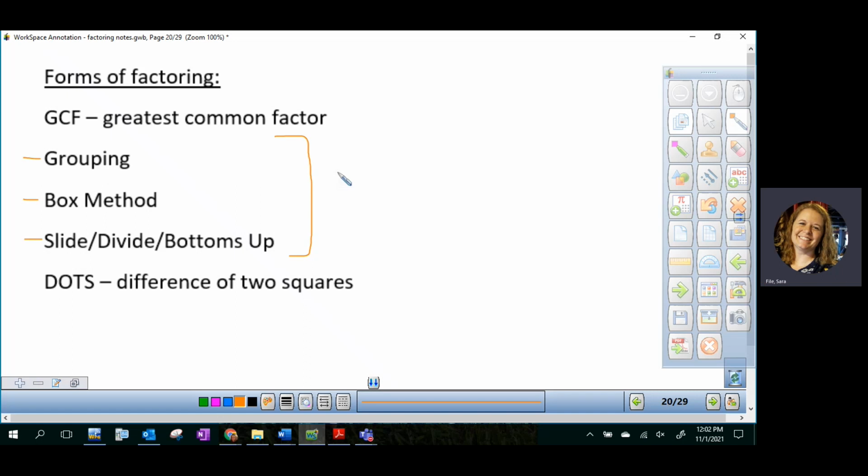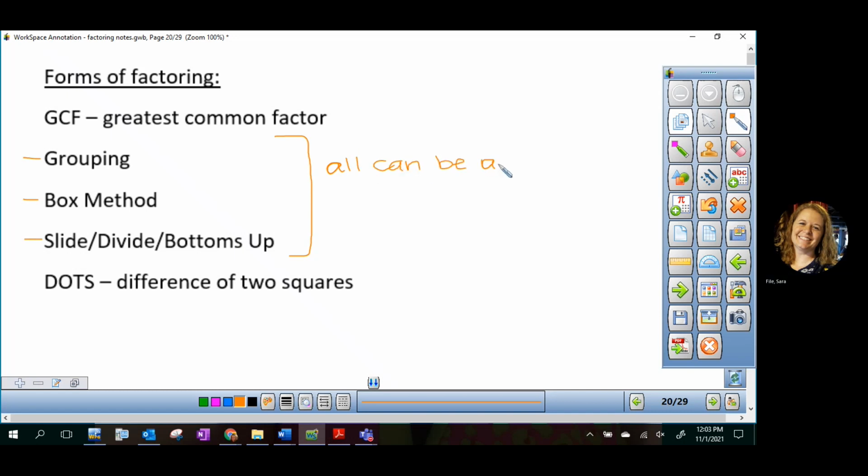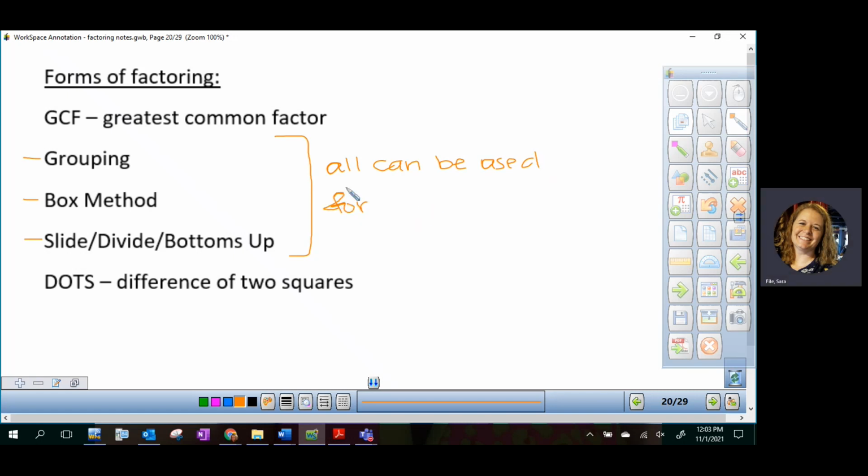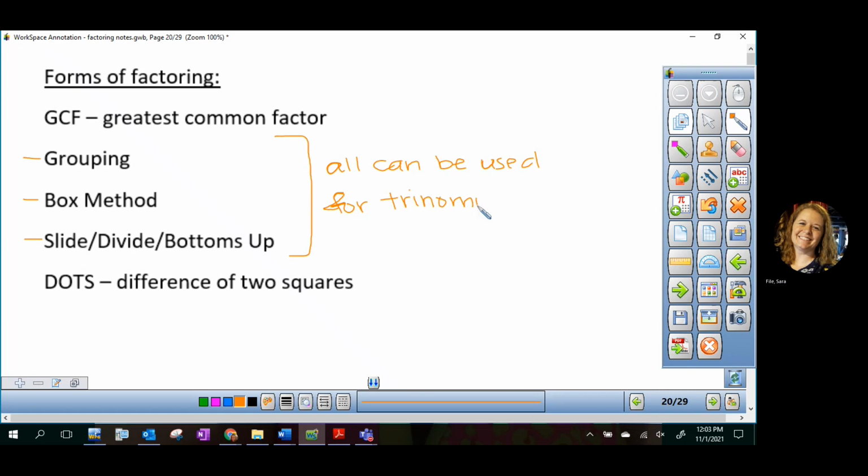Sorry, I'm trying to see if my pen will work now. Oh, yes, finally. Okay. It's not working great. It keeps putting all these extra lines, but I guess it's better than not working at all. Okay, so it can be used for trinomials. Bless you.